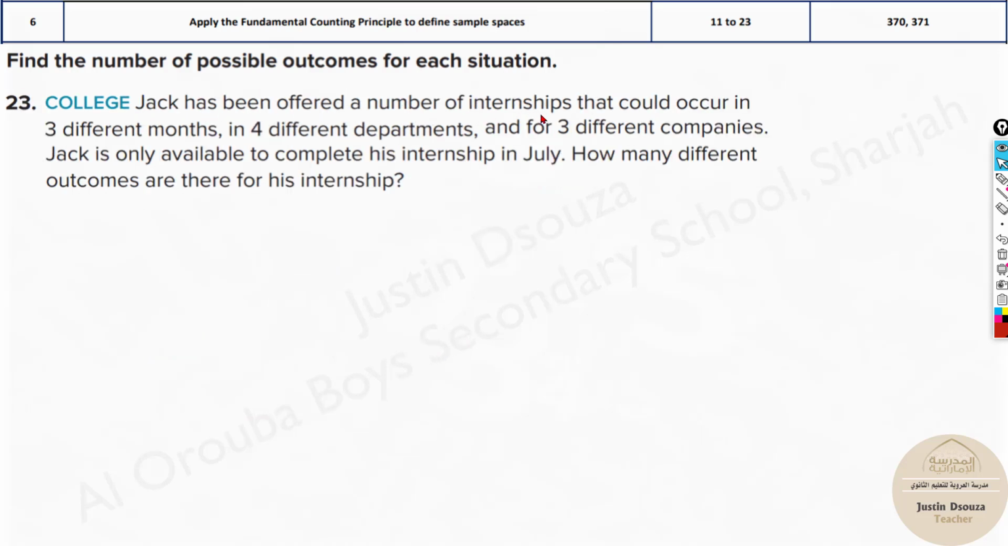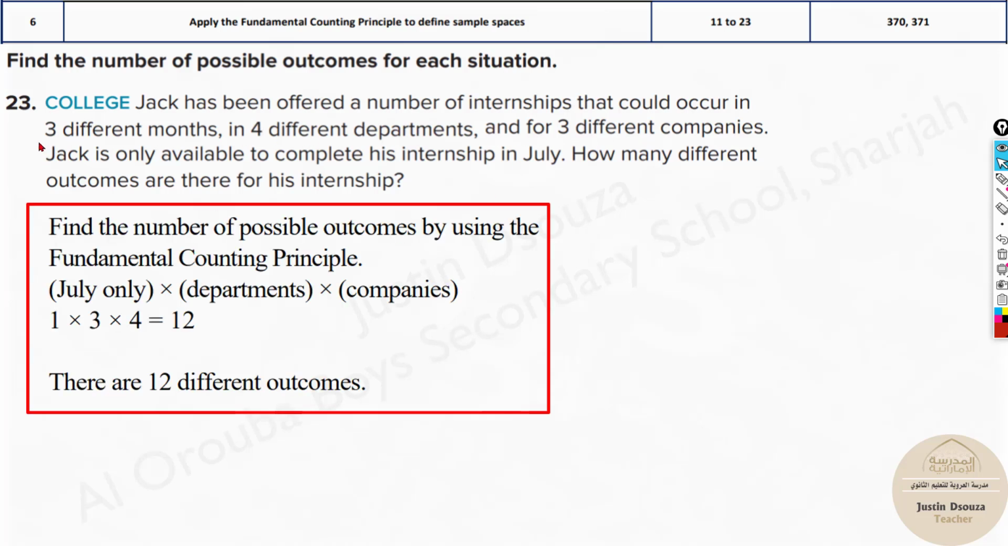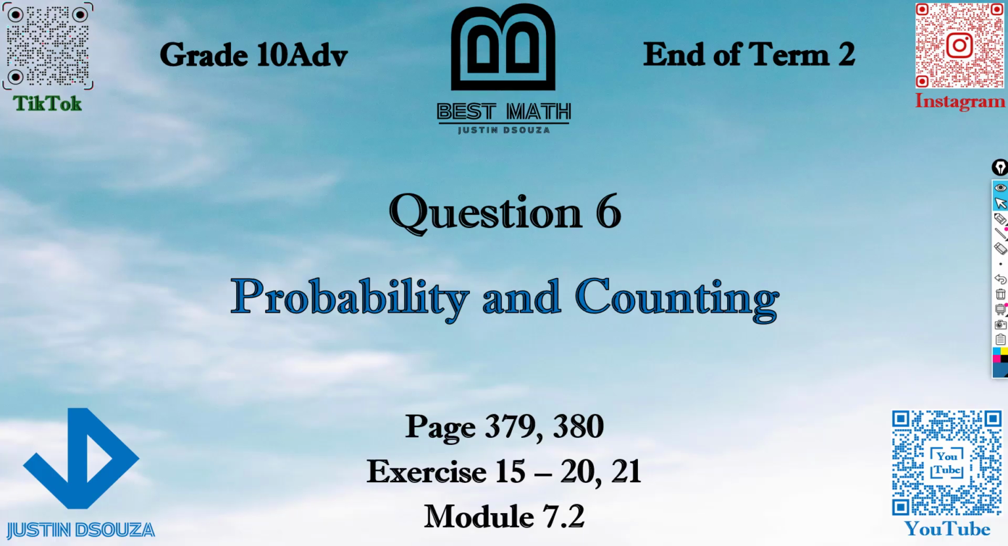Jack has been offered a number of internships that could occur in 3 different months, in 3 different departments, and for 3 different companies. Jack is only available to complete his internship in July. How many different outcomes are there for his internship? Now here, 3 different months is possible, but he is only there for 1 month, so this 3 won't be used. It's 1 multiplied by 4 times 3. We just have to multiply all the possibilities. See, it's July only, therefore month becomes only 1. The companies are 3, departments are 4. The answer is 12. Question 6 is about probability and counting.